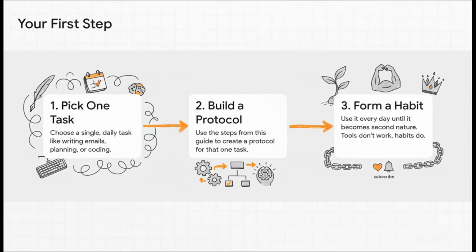Here's your final download. And this is the most crucial point. Tools don't make you successful, habits do. Don't try to do all this at once. Just pick one single task that you do every day. Build a protocol for just that one task, using the steps we've covered. And then use it. Use it until it becomes second nature. That is how you start building your virtual empire.